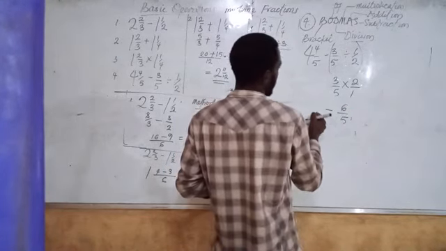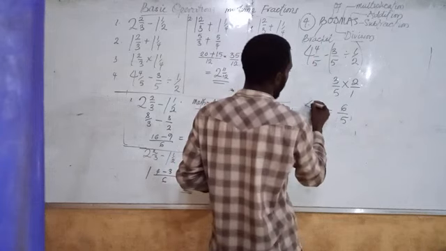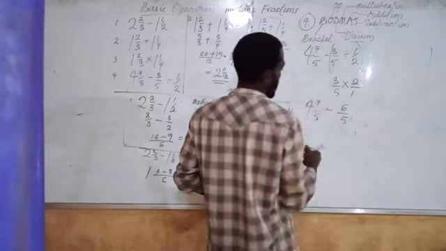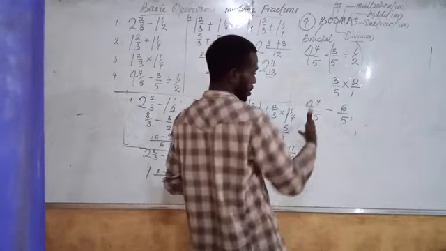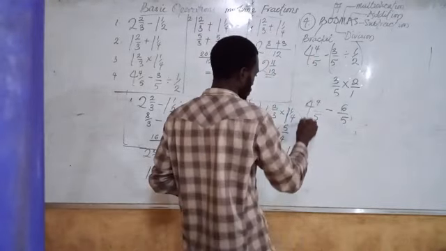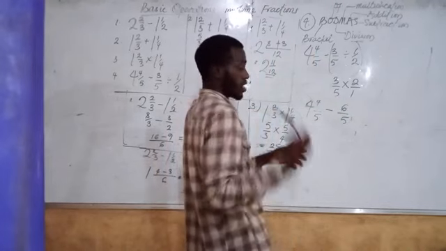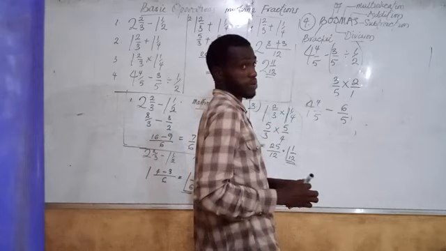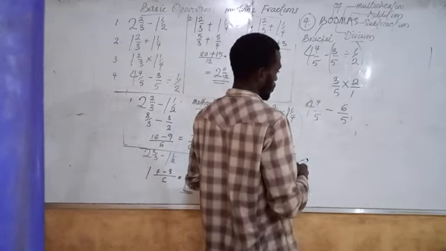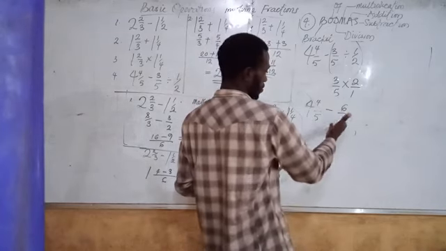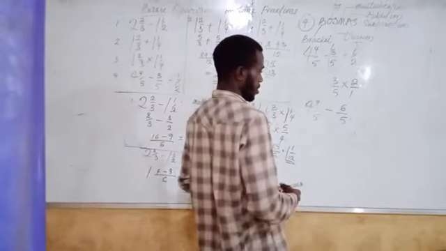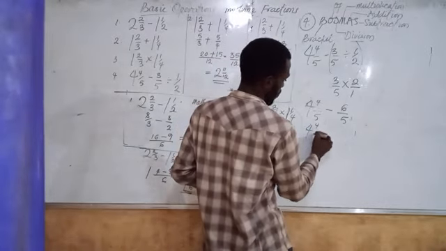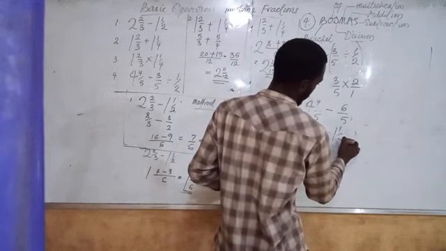Now subtracted from 4 number, so we have 4 number 4 over 5. Here we can easily convert this to improper fraction so that it will look alike with this, or we'll convert this to mixed fraction. I guess converting to mixed fraction will be faster. So we have 4 number 4 over 5 minus 1 number 1 over 5.